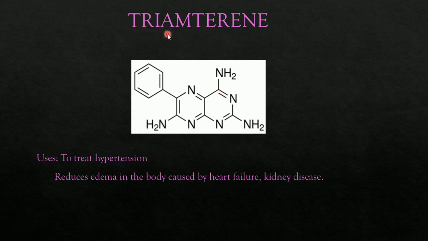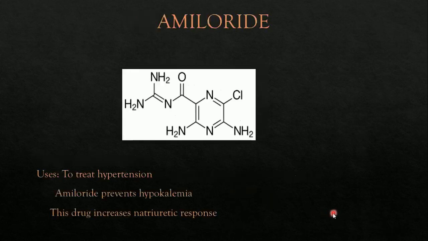That's why here the clue for you is triam indicates 3 amino groups. At what positions 3 amino groups are present? Second, fourth and 7th. Here at 6th position there is a phenyl ring. It is used to treat hypertension, and it also reduces edema in the body which is caused by heart failure and also kidney disease.